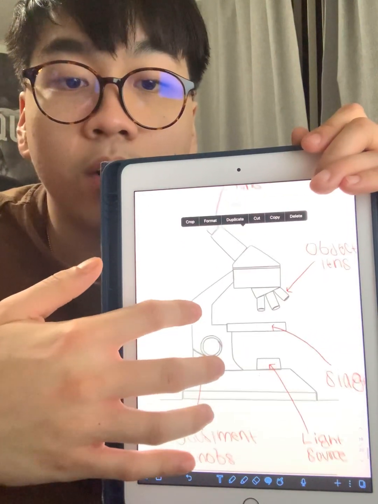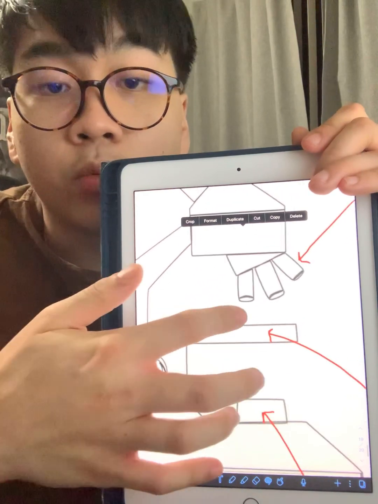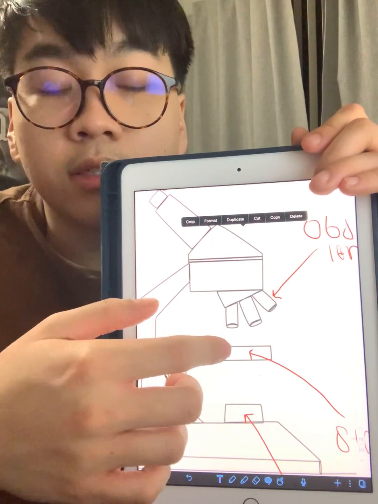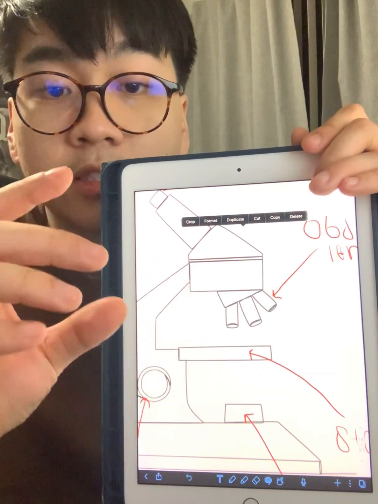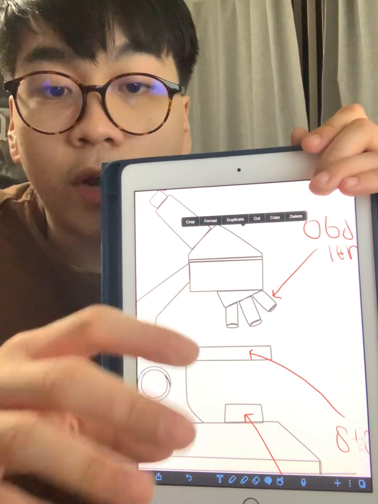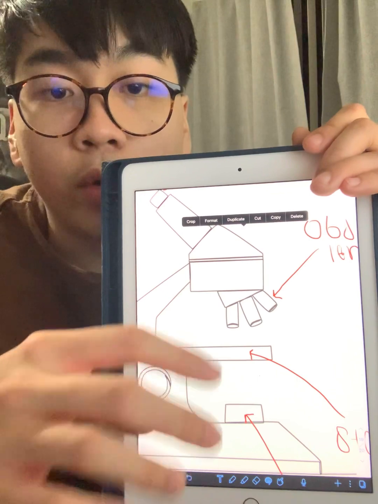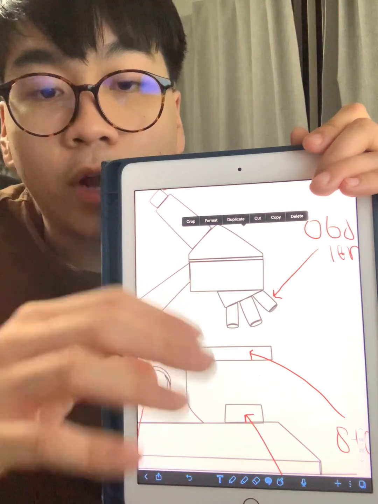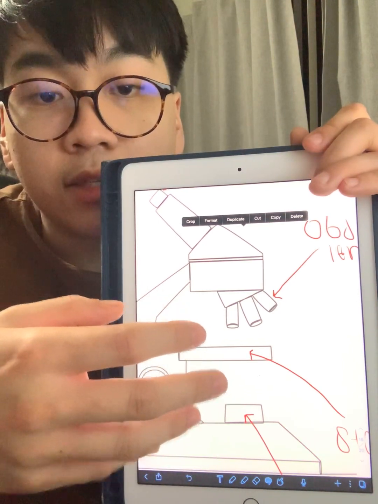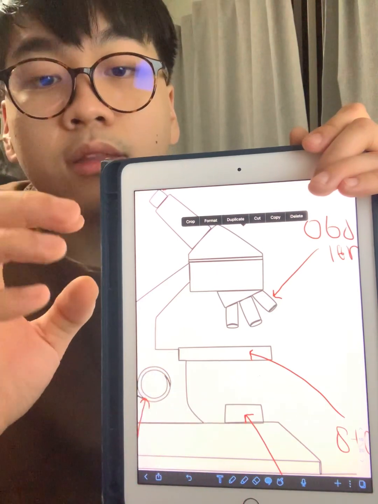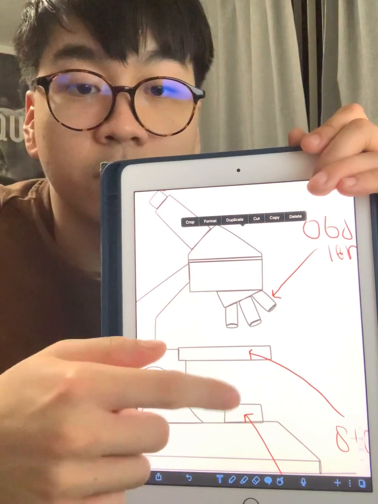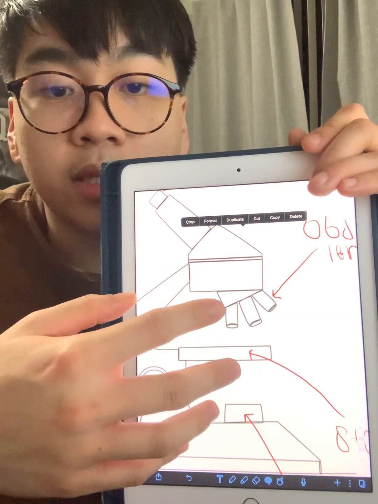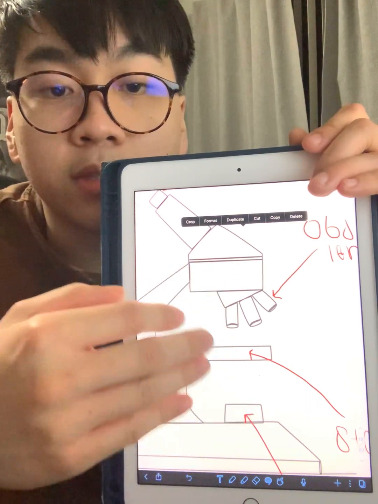Moving on, we're going to talk about why we use oil whenever using the 100 times objective lens. Whenever you use the 100 times objective lens, the magnification is so high and it's going to be so close to the slide that there's going to be a lot of light being refracted off. With the use of oil in the oil immersion lens, the oil prevents and reduces the amount of light that is refracted whenever it shines under the microscope slide. So with the oil, it will make the image of the slide a lot more clear. Without the use of oil, all the light will continue to be refracted and the image will be unclear and unfocused, and you wouldn't be able to see it as clearly.